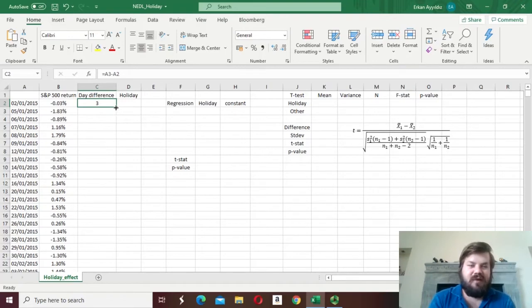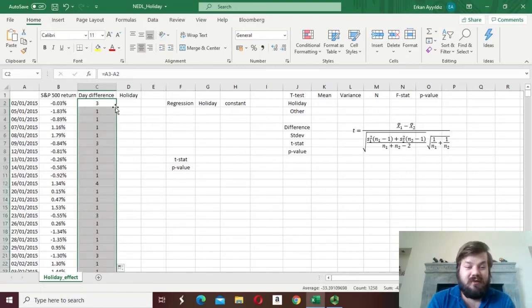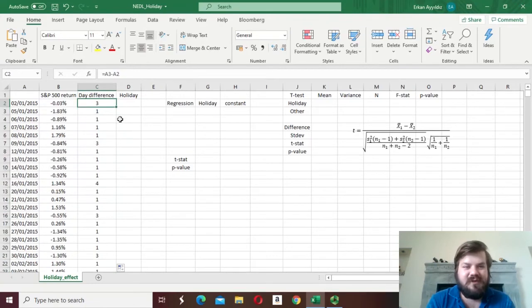So if we bottom right click this formula all the way down, we see that actually the formula behaves just as we would have expected. We have gaps of 3 between Fridays and following Mondays. We have gaps of 1 for just consecutive usual trading days within a week. And we have gaps of 4 between the long weekends, so trading days separated by long weekend periods.